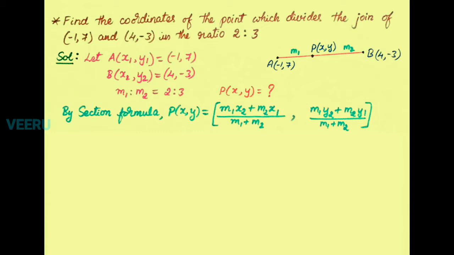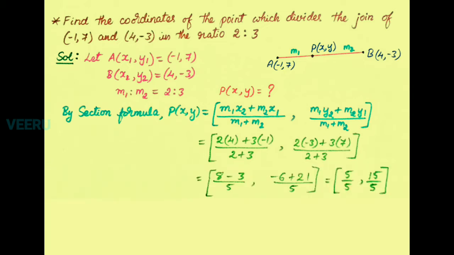Now we have to substitute the values as they are given. So in the next step, (2 into 4 plus 3 into minus 1) by (2 plus 3), (2 into minus 3 plus 3 into 7) by (2 plus 3). In the next step, we get (8 minus 3) by 5, (minus 6 plus 21) by 5. Then it will be equal to 5 by 5, 15 by 5. At last we get the answer (1, 3).